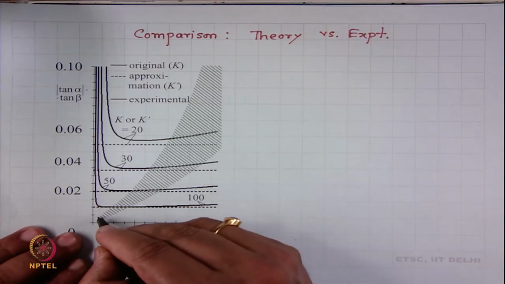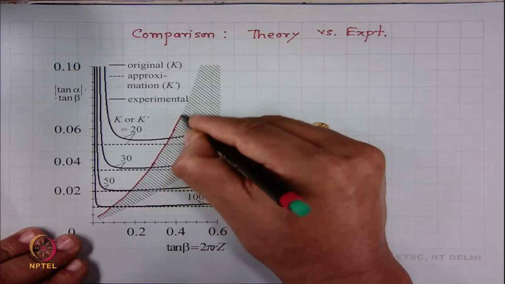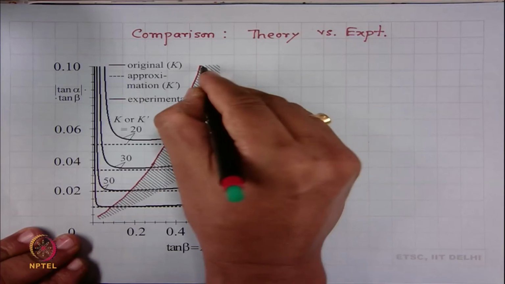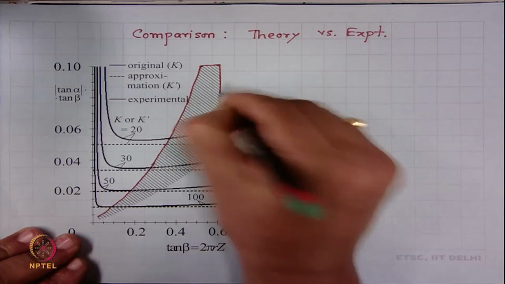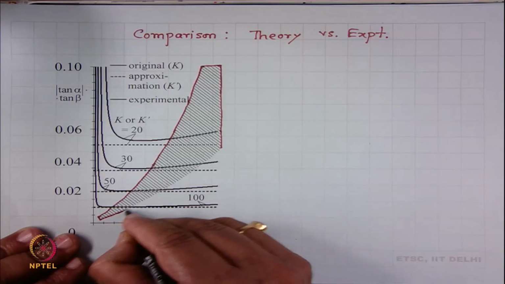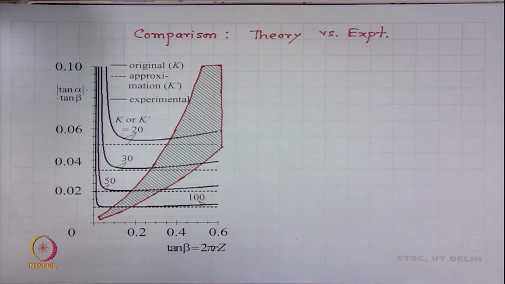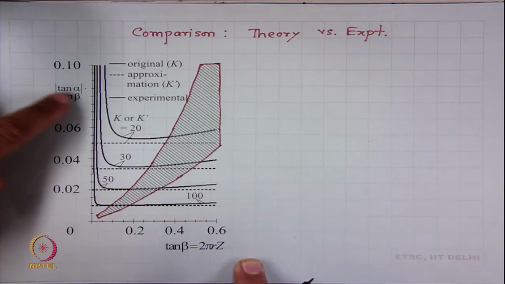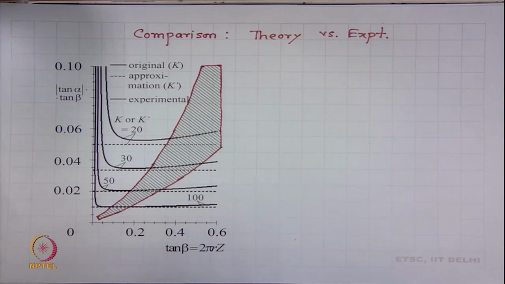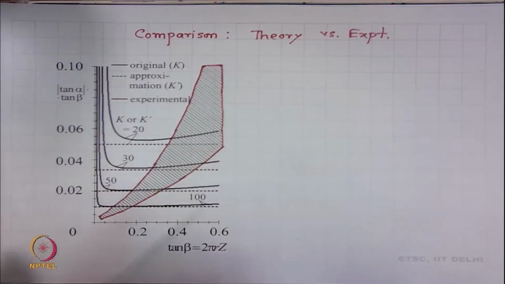This region is the experimental region. A lot of yarns were tested using the tracer fiber technique, migration characteristics were measured, and in this region all experimental results fall, right. And what you see here, tangent beta is plotted here, 2 pi r z, and this is tangent alpha into tangent beta. Two curves you see: one is the thick continuous curve, one is the dotted curve.